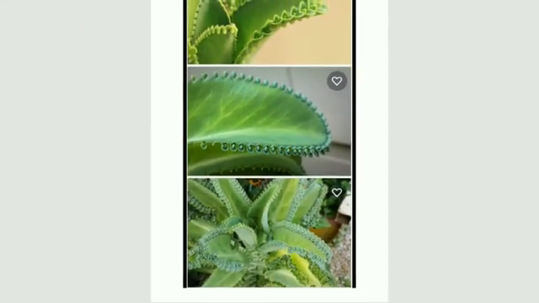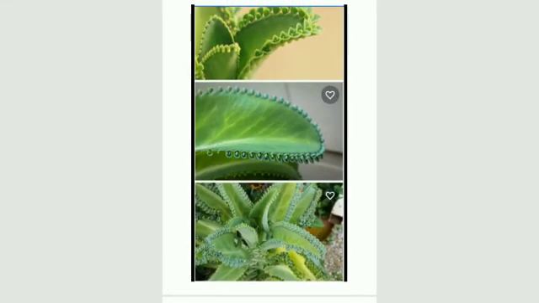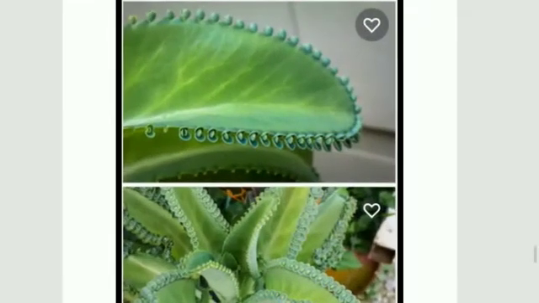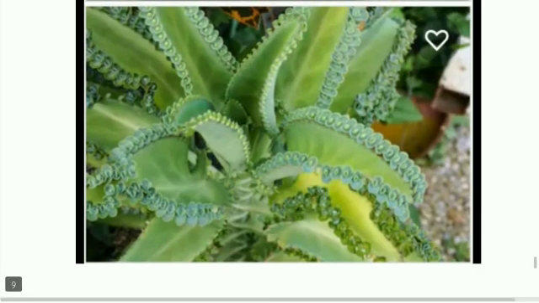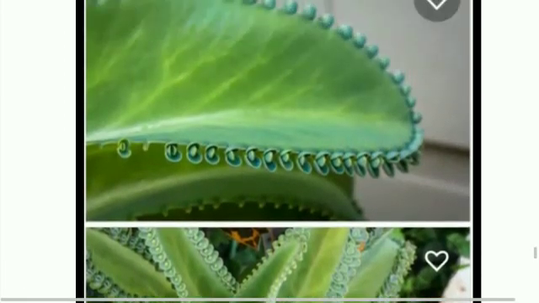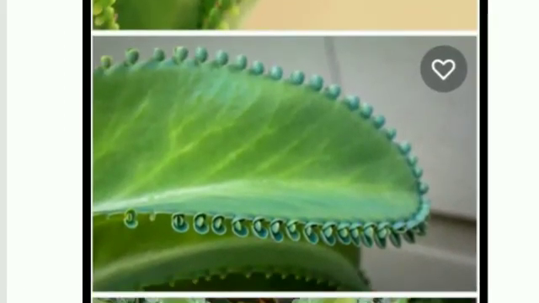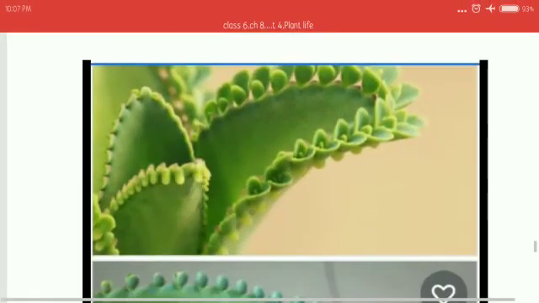And this is, look, bryophyllum. Look, there are too many small plants on the margin of the leaf. It looks so beautiful. Okay.